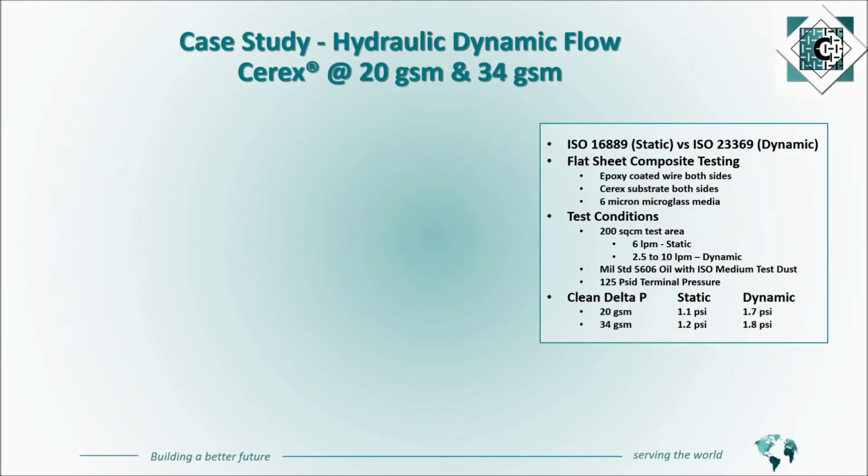But the other point I wanted to make here is a lot of people feel as though when you're using a heavier substrate, you're actually creating more pressure drop. So when you look at the clean pressure drops of these composites, you'll see there's a 0.1 psi difference between the 20 and the 34 GSM sheets. The static, again, was done at the 6 liters per minute, and the dynamic pressure drop represents the higher flow rate, 10 liters per minute.